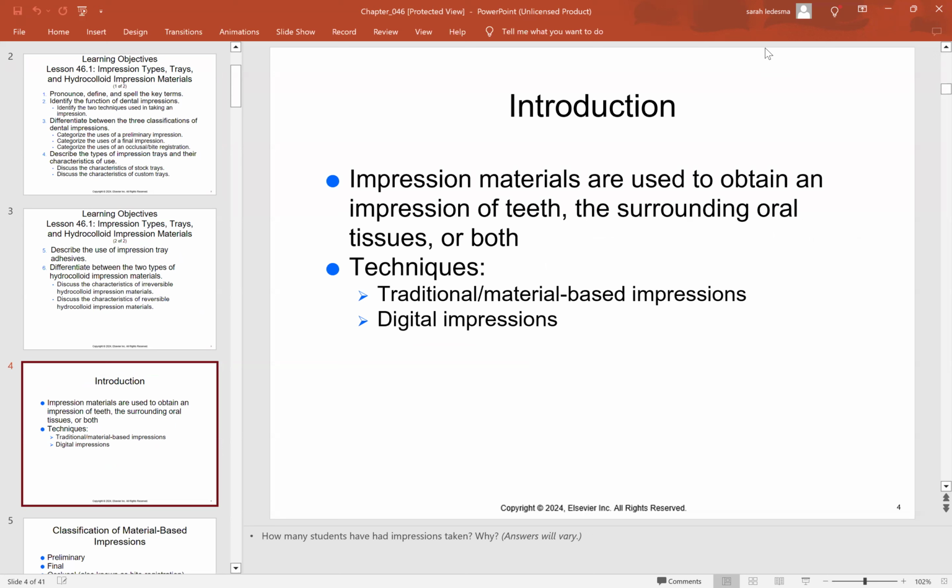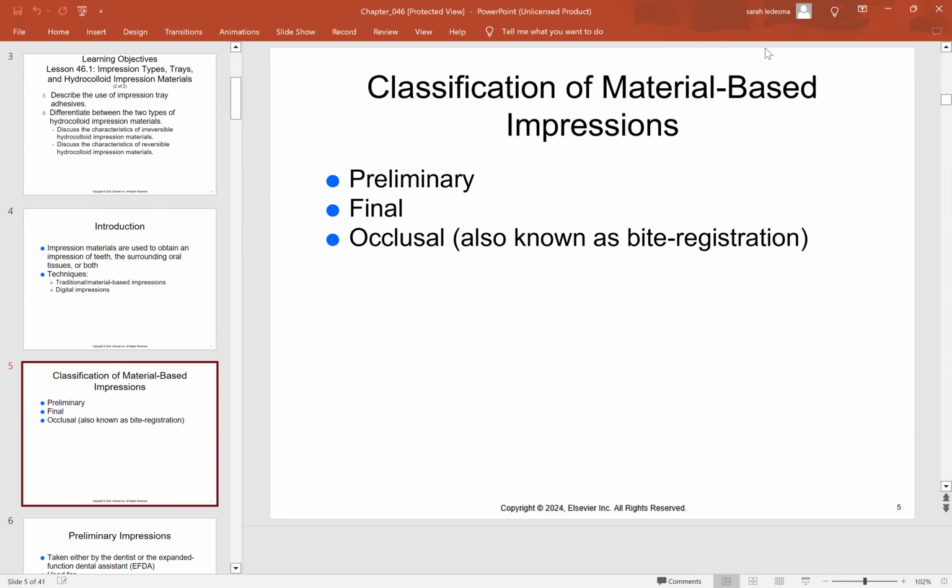We do have a couple of different techniques that we'll talk about in our next lecture, being traditional material-based impressions, and then also our newer, more modern digital impressions. Classification of material-based impressions includes our preliminary impressions, our final, and then also our occlusal, which might also be known as our bite registration impressions.